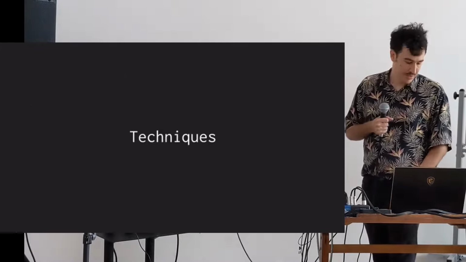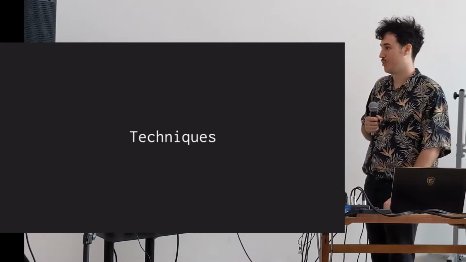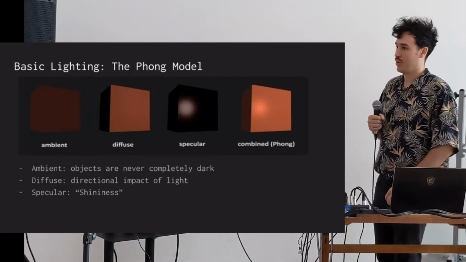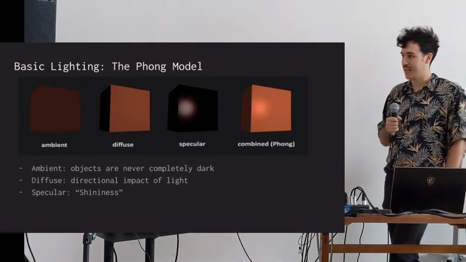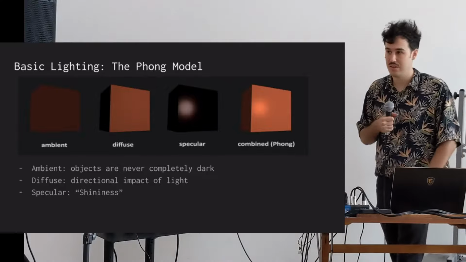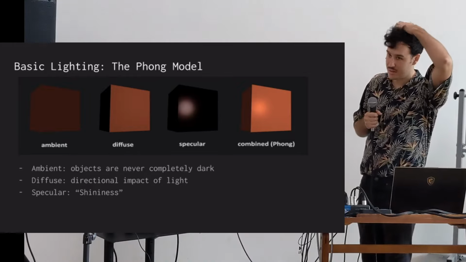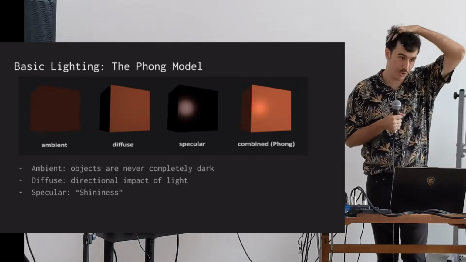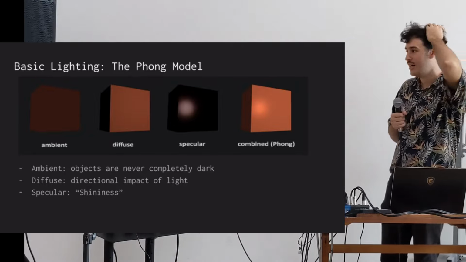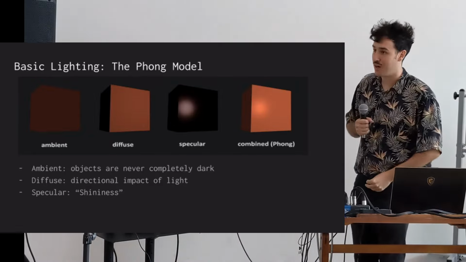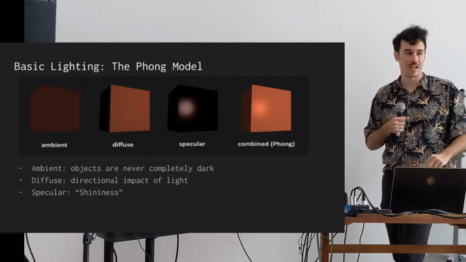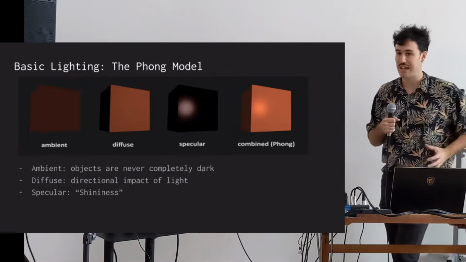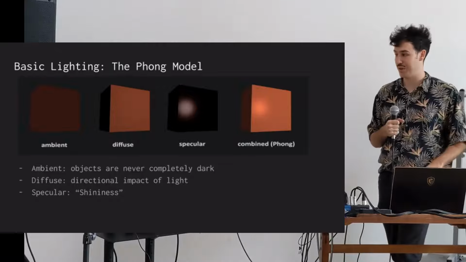So we're going to talk about some different graphics techniques that you can do by putting all this stuff together. So in the early 80s, we have a very basic lighting model, which is called the Phong model. It was invented by a computer graphics scientist named Phong. And the idea of the Phong model is that anytime you're talking about an object being lit, we can break that down into certain specific components.